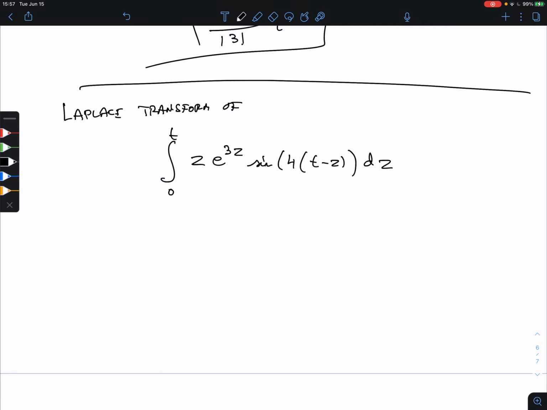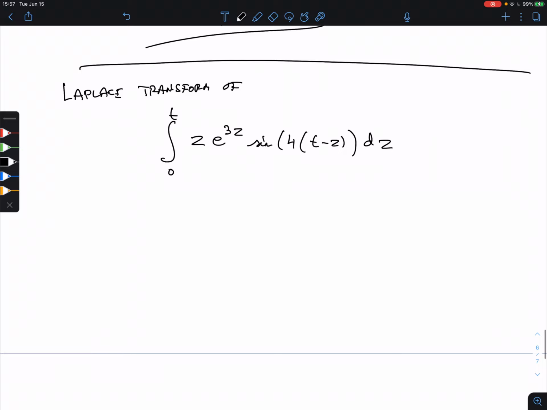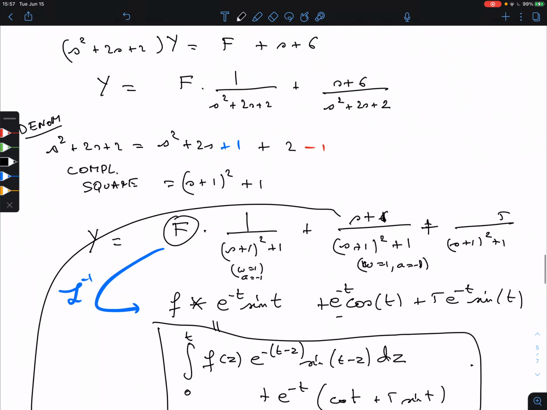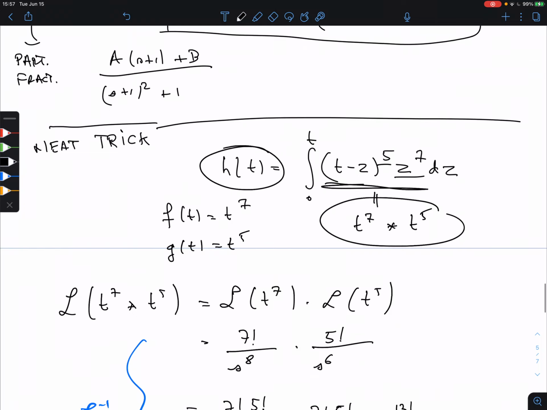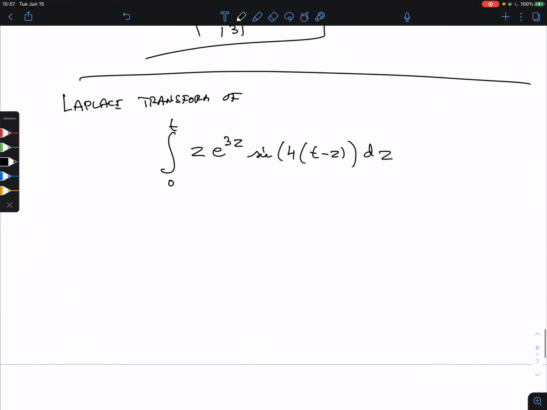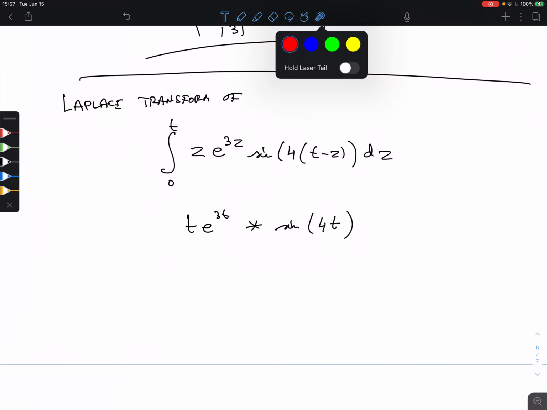First of all, we have to see that this is a convolution product. That was the same thing as in the previous application, where we noticed that one part of the integrand contains z, and the other part is based on t minus z. So we just split them. Calling both variables t now, this is t e to the 3t star sine 4t. I write it down because it's perhaps not immediately clear where this comes from.